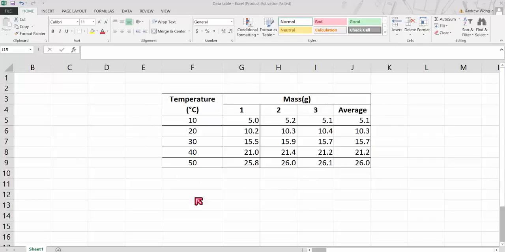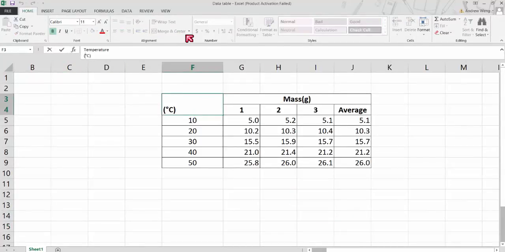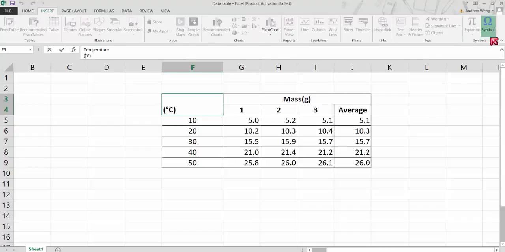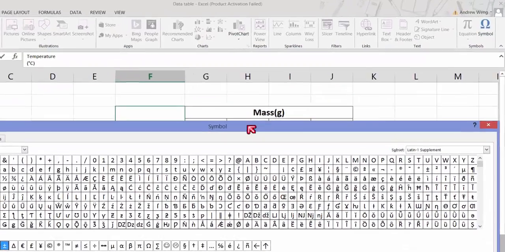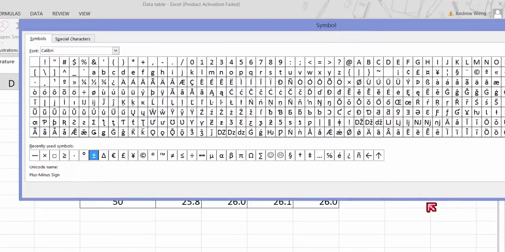Once you've learnt how to do uncertainties, make sure you have them in your table. Let's say for a thermometer we have the temperature here. So we need to write plus or minus in this way with the brackets, just so it's nice and concise. So we go to insert symbol, and we should have a plus or minus in there. It's probably a little big. Plus or minus just there.